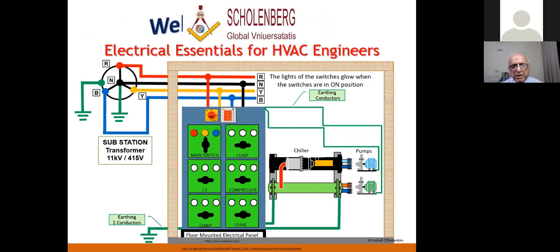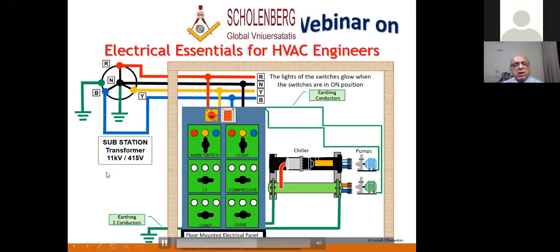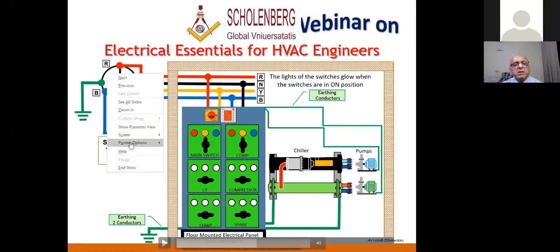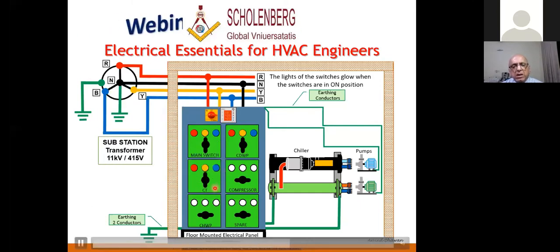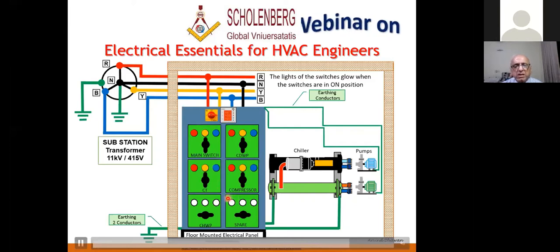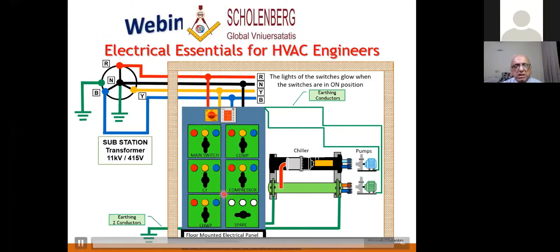Okay. Now, this slide shows you how the sequence of operations takes place. First, the main switch, then the condenser water pump, now the cooling tower, now the compressor, and the chill water pump. There is a sequence of operations inside the plant room.